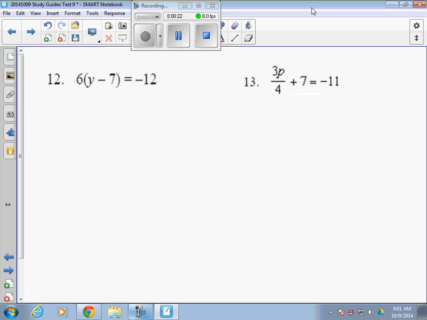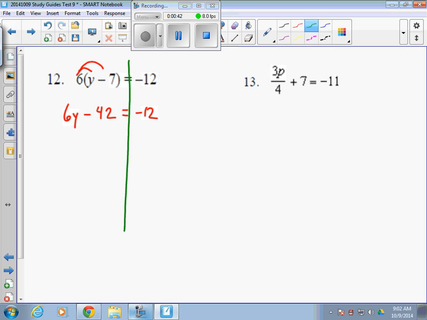We have 6 times y minus 7 equals negative 12. You have to distribute 6 times y and 6 times negative 7. Positive times a negative is a negative. Now the left side is simplified, so start undoing the problem. Remember, when you undo it, you work your order of operations backwards.